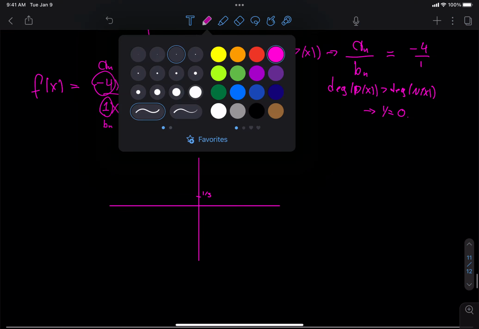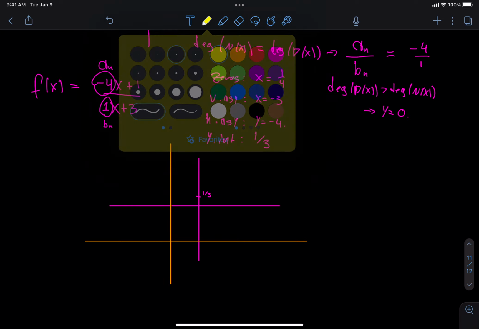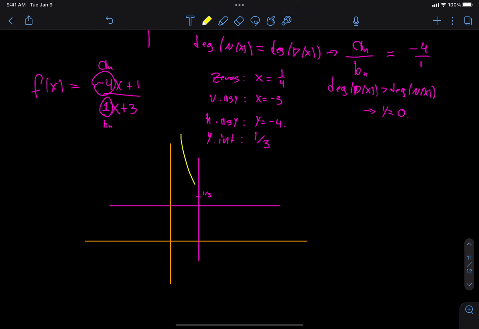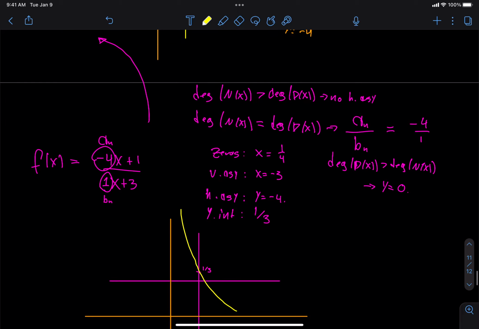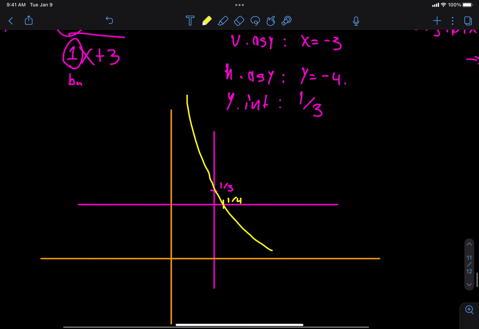Okay, and then we know that we have a vertical asymptote here and a horizontal asymptote here, and we must pass through that point, right? So we know it's going to look a little something like that, probably. And we pass through the x-axis at, there we go, where's our 0? Our 0 is x equals 1/4, so here's 1/4. And then we get closer and closer to -4 as we go out.